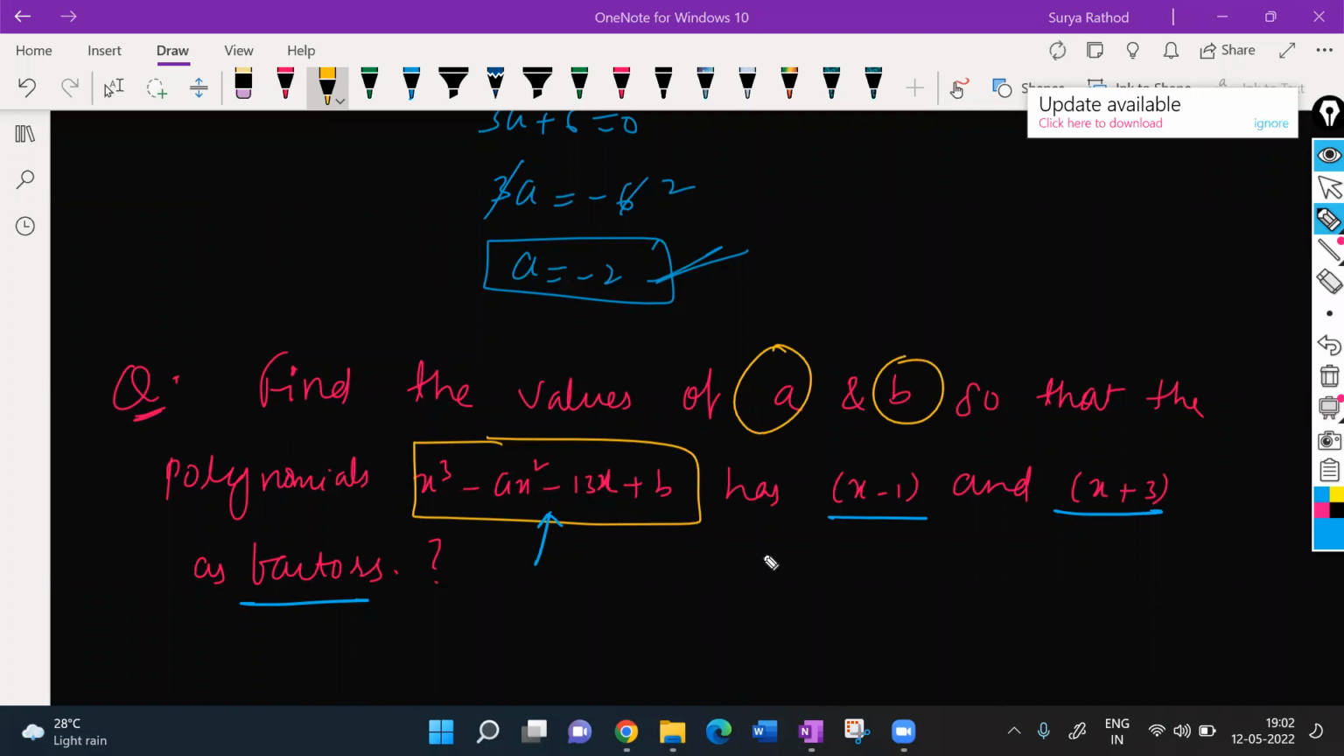So just now what I told: in the previous question he has given only one factor and one polynomial, but now he has given two factors, and he's asking us to find two values. Getting my point? Yes, sir.